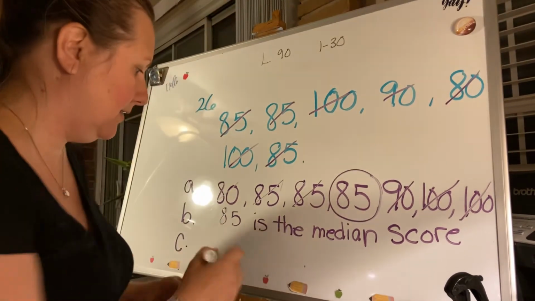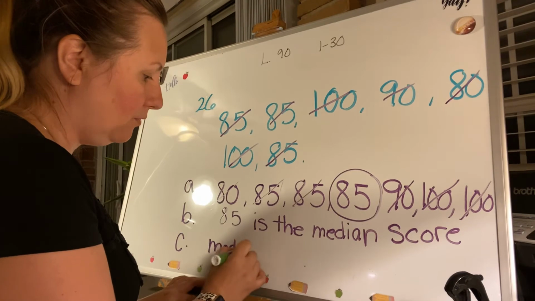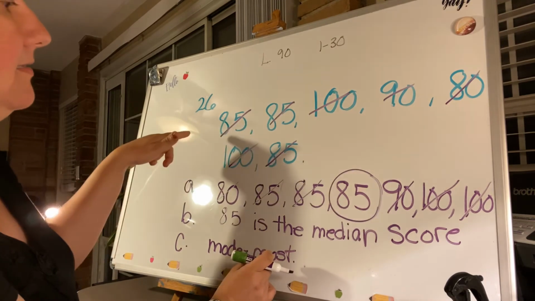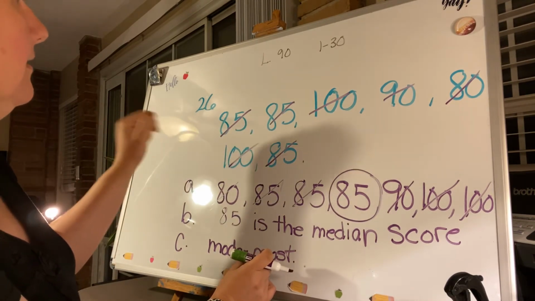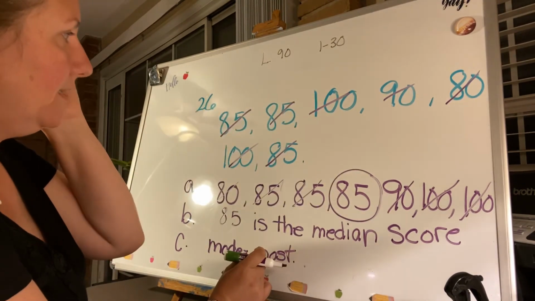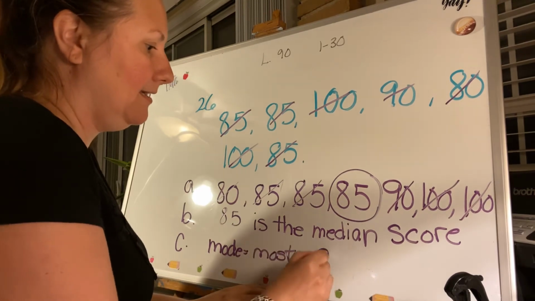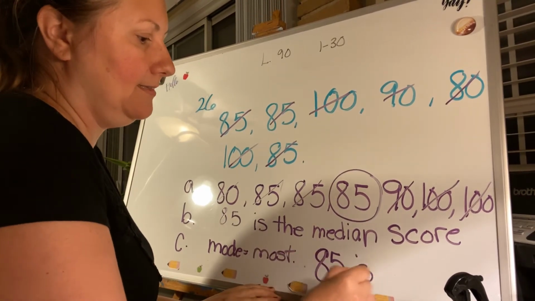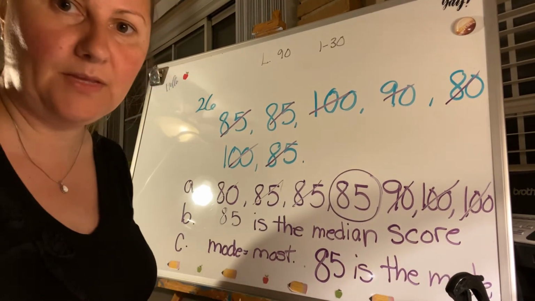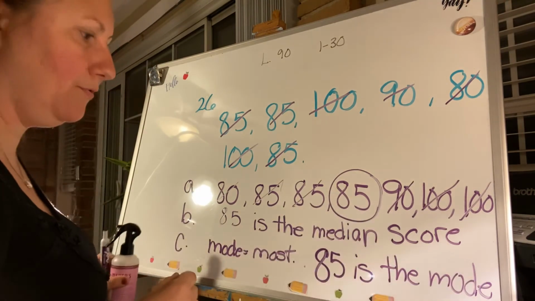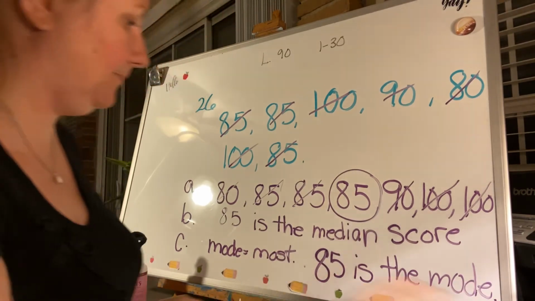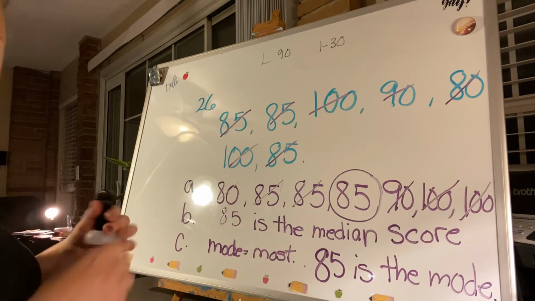Okay, but there's still a C, which says in the list of game scores, which score is the mode? And since we know mode means most, which one is used the most? Let's go back to these numbers here. I see there were 3 85s and there were 2 100s. So I'm going to say 85 is the mode. Ooh, my spray bottle is covering the word mode. And let's move on. Okay, got that? See all that work that it took to do number 26?